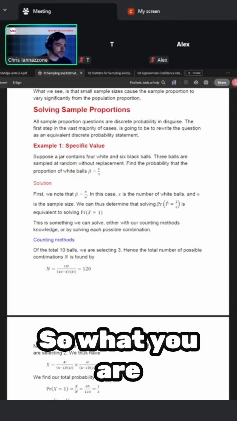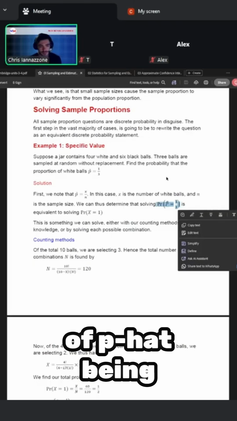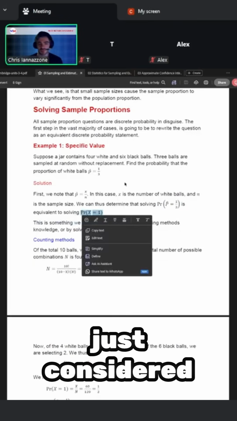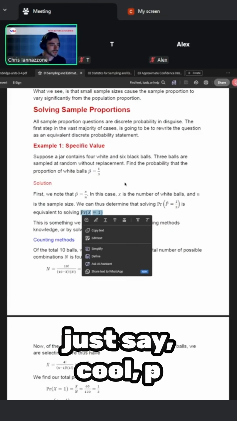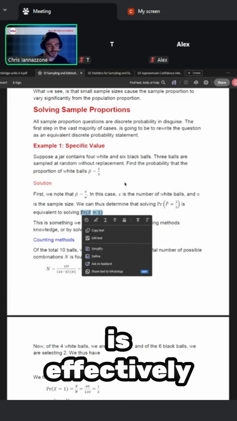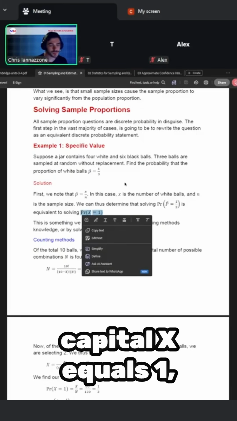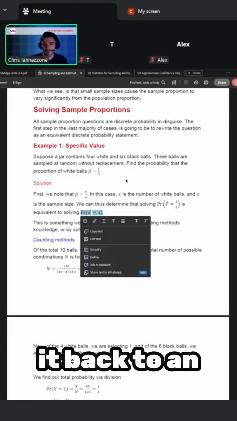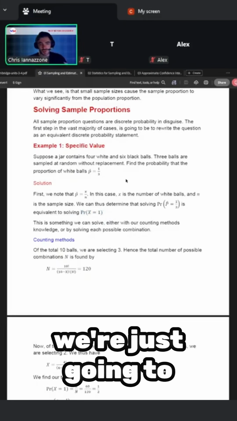So what you are solving is the probability of p hat being equal to a third, but it is equivalent to if you had just considered it like you would discrete and just say, cool, p hat equaling a third is effectively the same thing as just saying capital X equals 1, right? 1 white ball was selected.